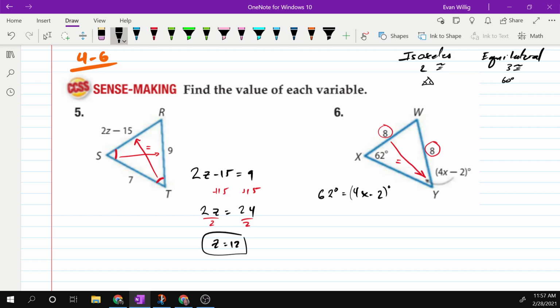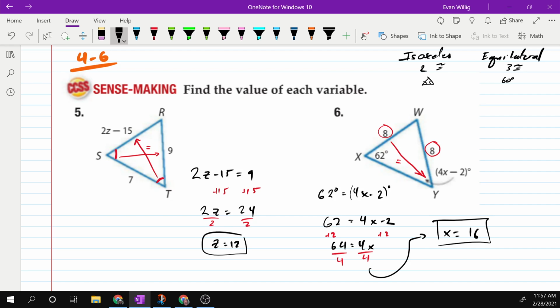All right. For number 6, here I notice I have the variable on the right-hand side. I'm actually going to drop the degree symbol, so I'm just going to have 62 equals 4x minus 2. Same kind of process, add 2 to both sides. 64 equals 4x. Divide both sides by 4, and you get, I'll write it over here on the right, x equals 16.